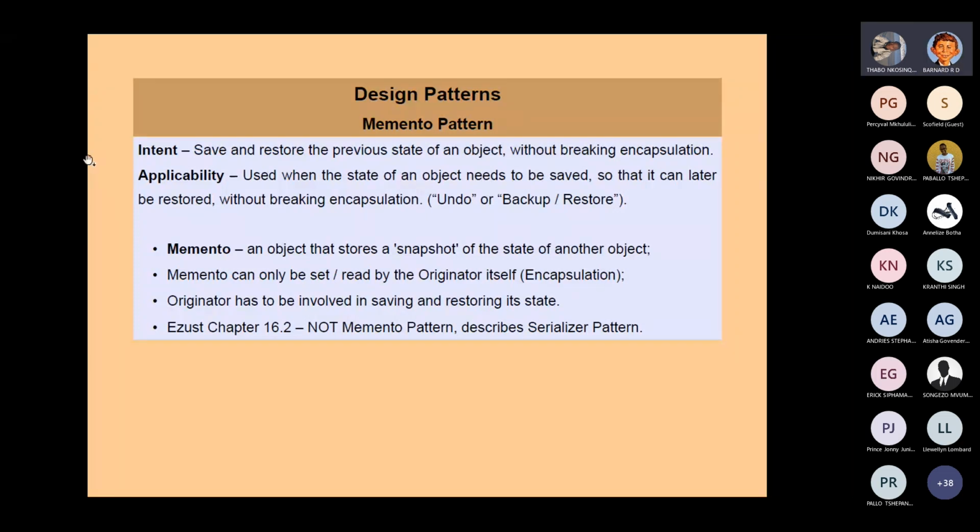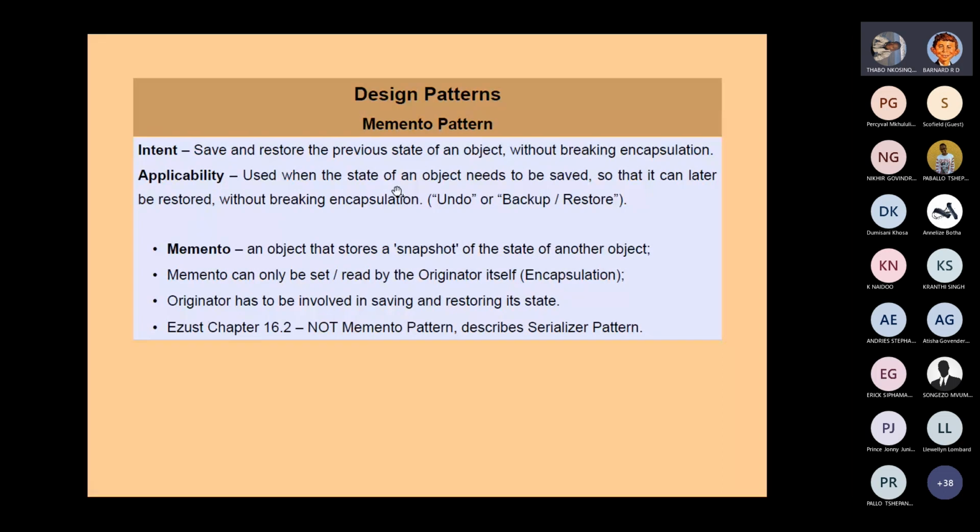Okay, memento pattern. The intent is to save and restore the previous state of an object without breaking encapsulation. And that's an important consideration of the memento, is without breaking encapsulation. I'm sure all of you will have used the memento pattern quite frequently, possibly without realizing it, but when you use a word processor or a spreadsheet with your undo facility, you are actually using the memento pattern. You are simply restoring the previous state of an object. And that is, in fact, the most common use of the memento pattern, the do-undo functionality.